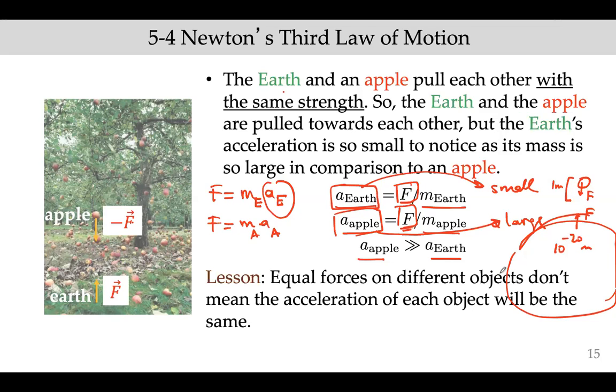You can actually calculate it. That number is extremely small, a distance that we don't really notice as the Earth is moving. But in principle, yes, the Earth is also falling towards the apple. So the lesson here is equal forces on different objects don't mean the acceleration of each object will be the same. Even though we have equal forces on the apple and the Earth, their accelerations are different because their masses are different.